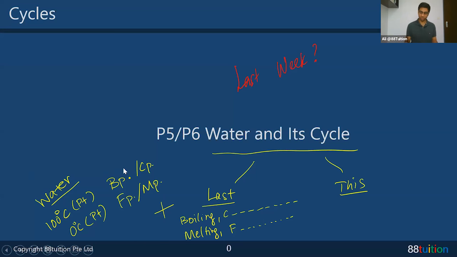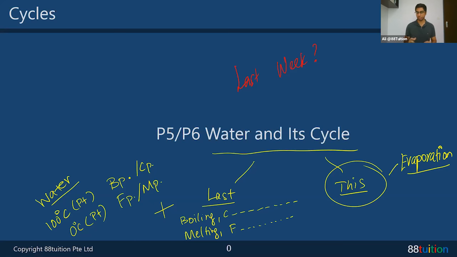Okay, so today, what are we going to do? Those of you who have done the homework probably know we're going to bring across this other process called evaporation, which we did not cover at all last week. We did boiling, melting, freezing, condensation, 4 important steps. But one more process is called evaporation. I'm going to do that today.